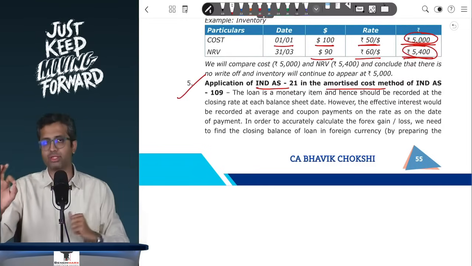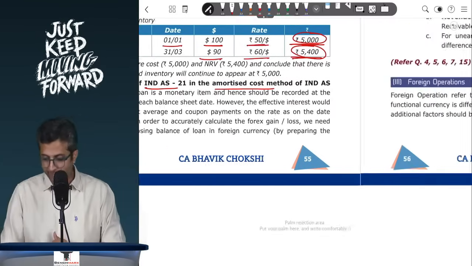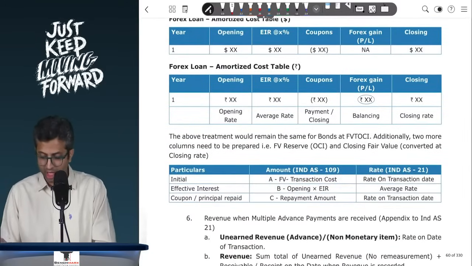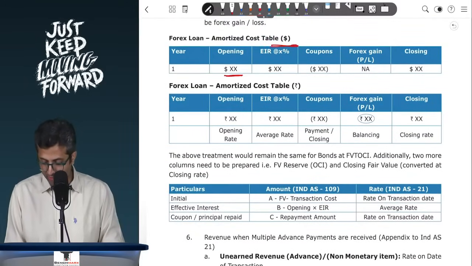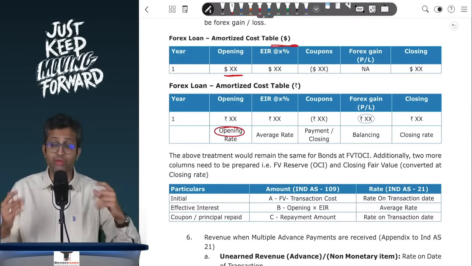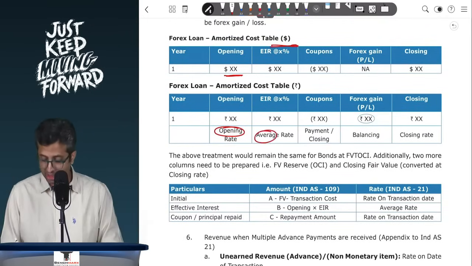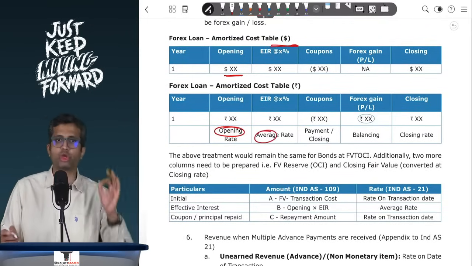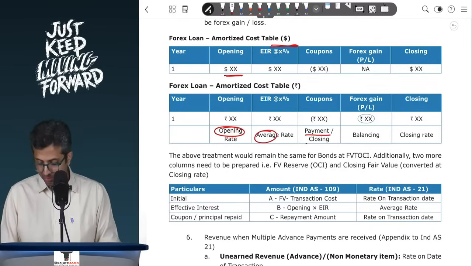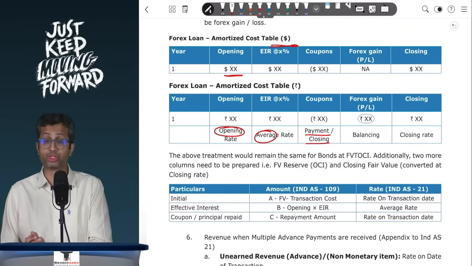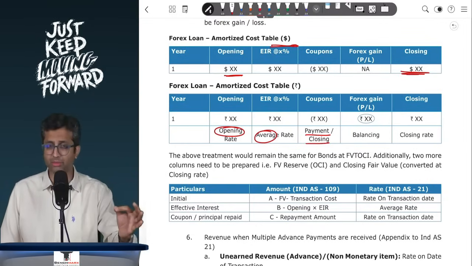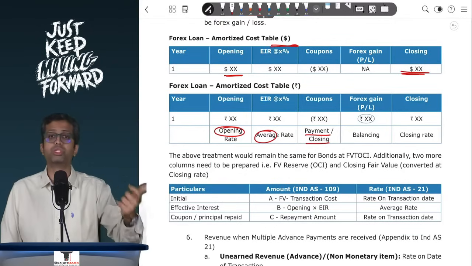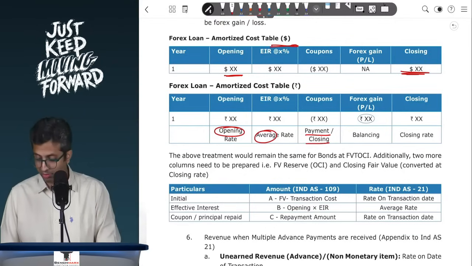And this amortization table will then be converted into rupees. What are the rates that you will use for converting this amortization table into rupees? Well, the opening balance will be converted at the opening rate. Interest accrues throughout the year and hence will be converted at the average rate. Coupon will be converted at the rate on the date when the coupon is paid, which is usually at the end of the year, so the closing rate. And then you are going to be left with the dollar balance. Now this dollar balance is a closing balance which is a monetary item, and hence this will have to be converted at the closing rate.